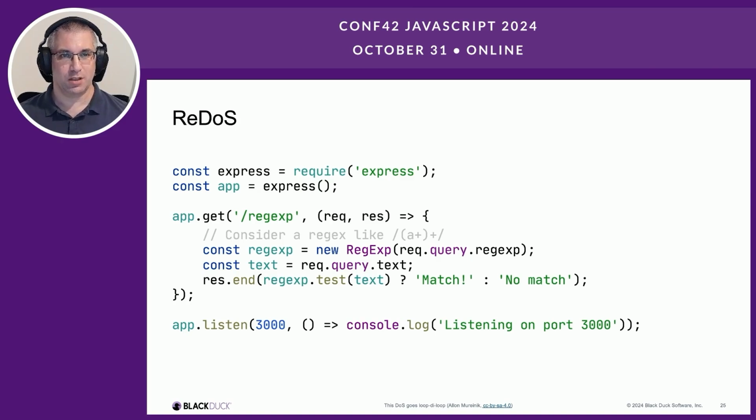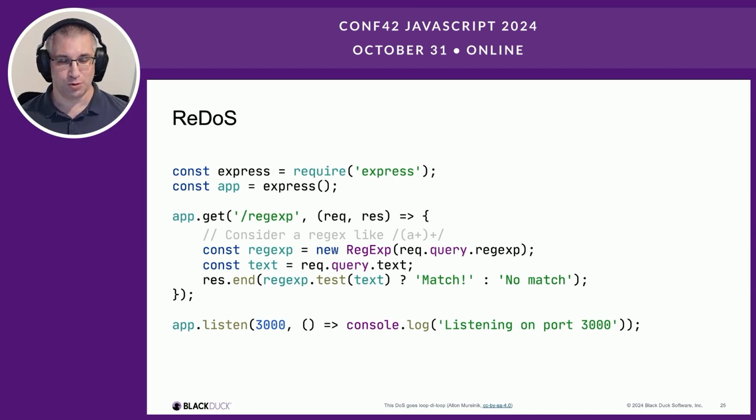But anyway, let's focus on the user code here. The user code is really simple. It takes two query parameters, a regex and a text to test by this regex, performs this test and returns whether the text matches or did not match the regex. Sounds straightforward enough.